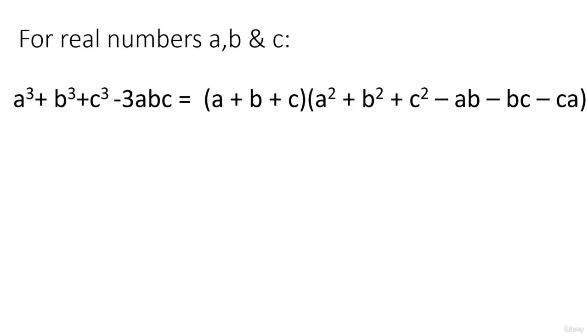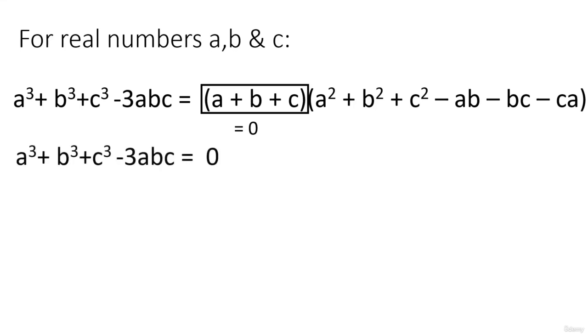Guys, suppose a plus b plus c becomes 0. Then on the right hand side we have 0 into something, and 0 into something is always equal to 0, right? So we will have a cube plus b cube plus c cube minus 3abc is 0. Or if you take 3abc to the other side, you will have a cube plus b cube plus c cube is equal to 3abc.